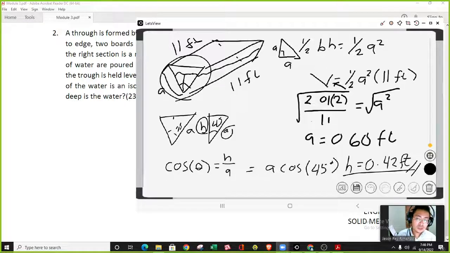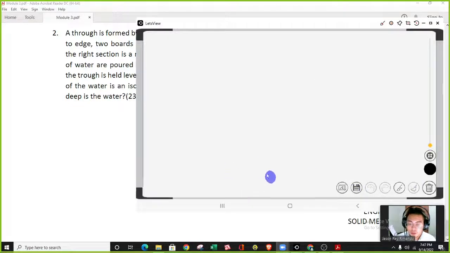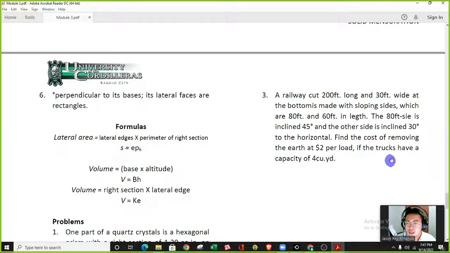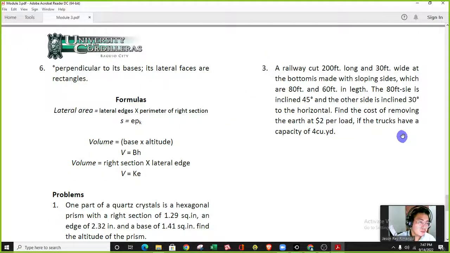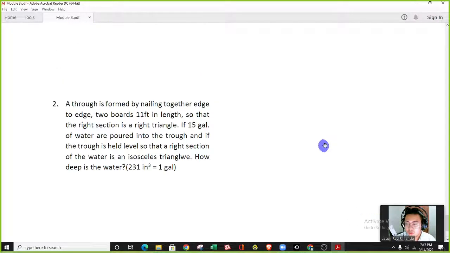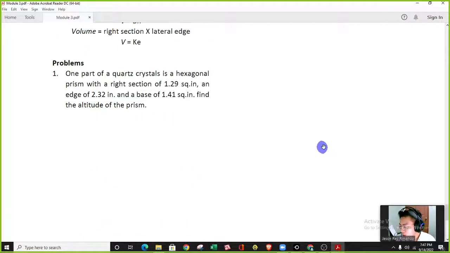Okay, so any questions? So since late na, hindi ko na isosolve tong number 3. Then tomorrow, we'll discuss your prism, cylinder. Cylindrical surface and cylinder. So any question? Any question? Wala?